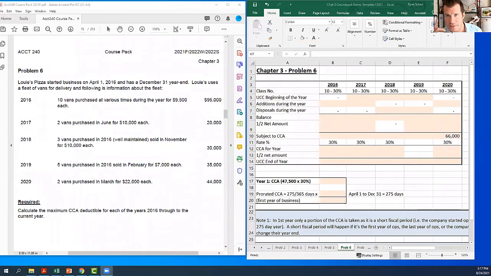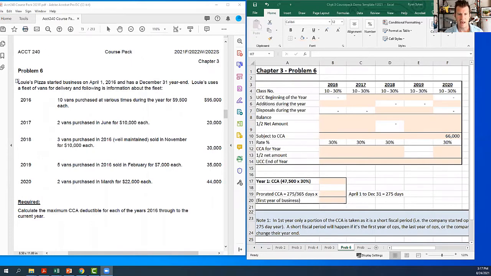It's a big one. Let's get into it. First up, let's read a little bit through the narrative of the problem. Then we're going to jump into the Excel where I have pre-populated some of the responses, and I'm going to talk my way through the 5 years involved in this CCA calculation.